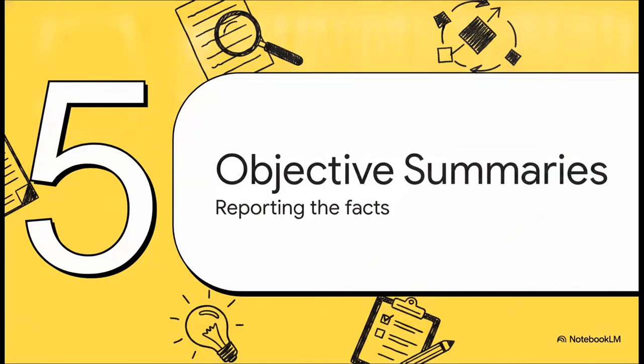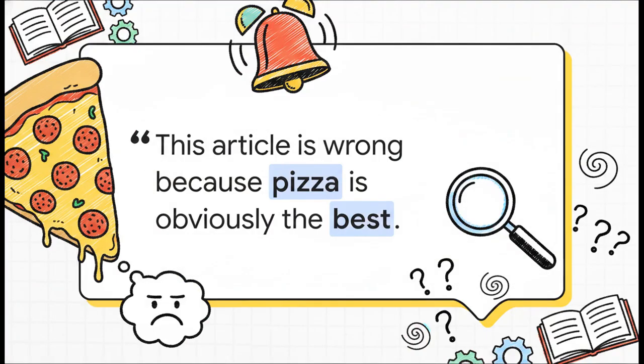Section 5. Writing objective summaries. Okay, imagine a grade 7 student is asked to summarize an article about school nutrition, and they write, "This article about school lunches is totally wrong and stupid because pizza is obviously the best food." Now, as an investigator, your alarm bells should be ringing loudly. This is a humorous but very real example of exactly what we should never do. It is heavily biased and absolutely packed with personal feelings.